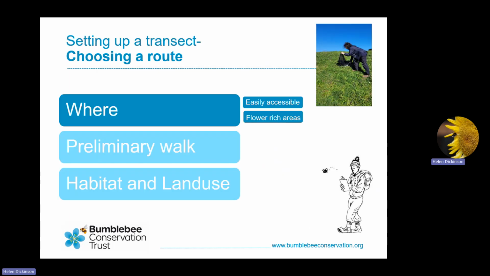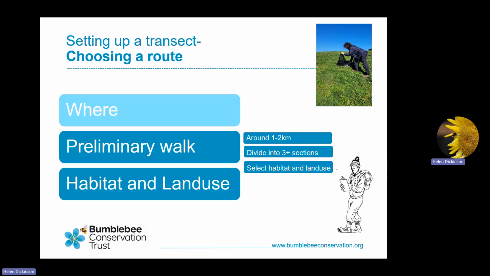The next thing to do is to start thinking about where you want to set up your transect. It should be somewhere that's easy to access, as we do want you to go out and survey it once a month between March and October year on year. It needs to be somewhere where there is some flower-rich habitat, so some bumblebee-friendly areas. Do a preliminary walk where you head through the transect to see what different habitat types you have, and what length it is.